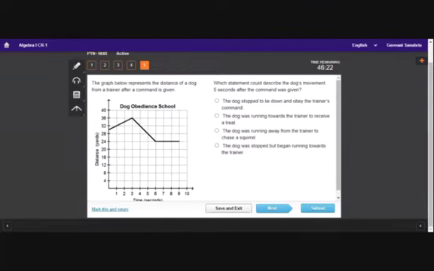And it says 5 seconds after. The dog was running towards the trainer. At 5 seconds, the dog is running towards the trainer because the slope is decreasing, or like the slope is going downwards. That's at 5 seconds. At 6 seconds, that's when the dog would lie down, I think. It stopped, right? Yeah, the dog stopped and lay down. But the dog was stopped and began running towards the trainer.